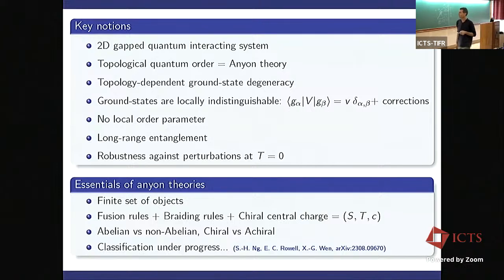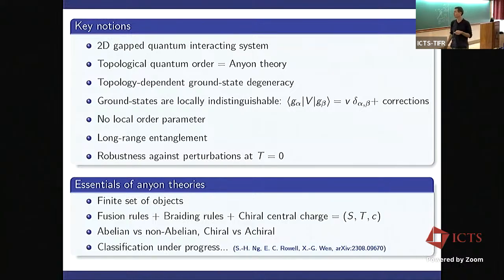Right. Okay, so what should be known for non-experts in anion theories is that an anion theory, for a theoretician, is essentially described by a finite set of objects. These objects will be the anions of the theory. These objects obey some fusion rules, which basically tell you what happens when you bring two anions together. How do they behave? What kind of state can they give? You also have to specify the braiding rules, which will tell you what happens when you start to braid one object around the other.